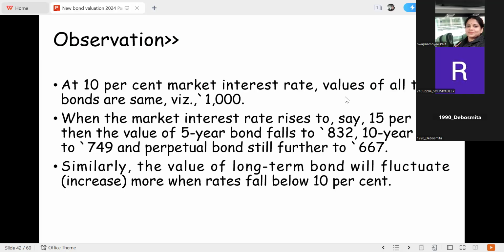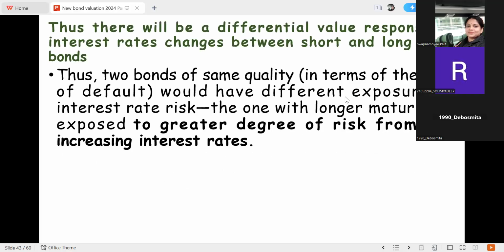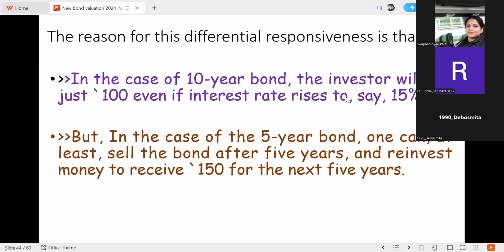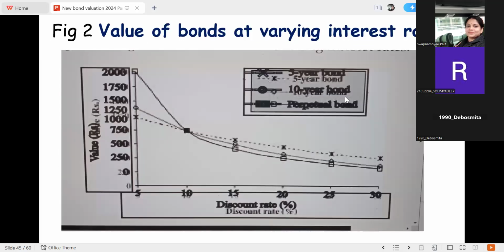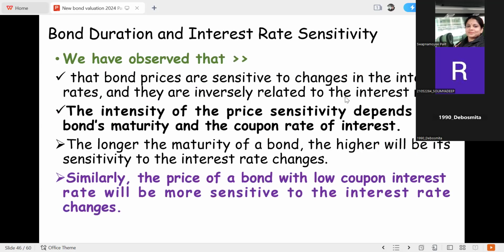And if the market rate of interest has increased, you can invest in a 10 or 15% bond. That option will be available to you. But if it is for a longer maturity, you don't have that option. So this is what you have observed from here. Those 3 bonds are being plotted here. Okay, go through the PPT nicely.